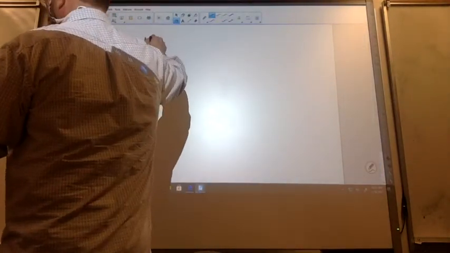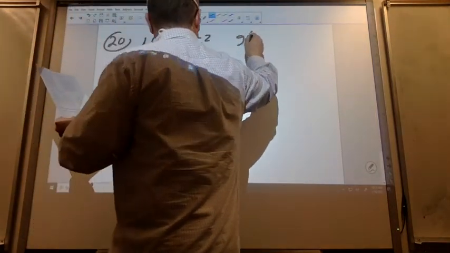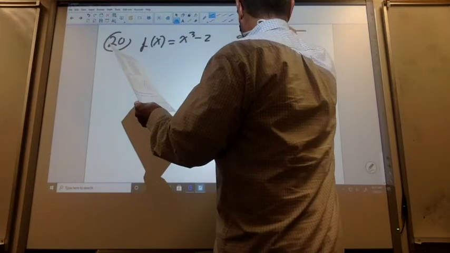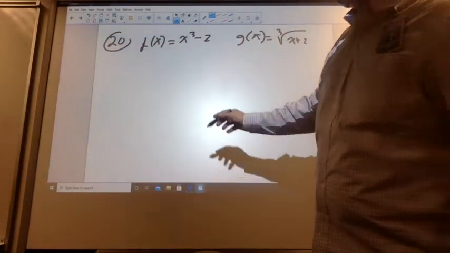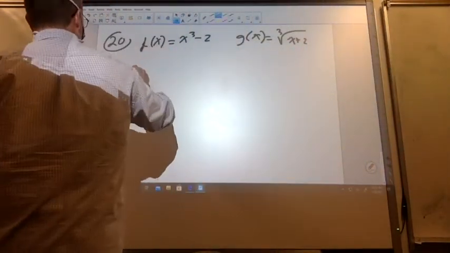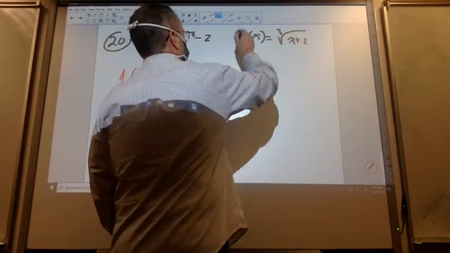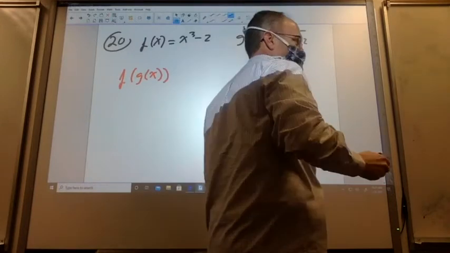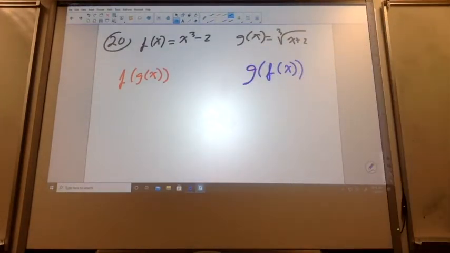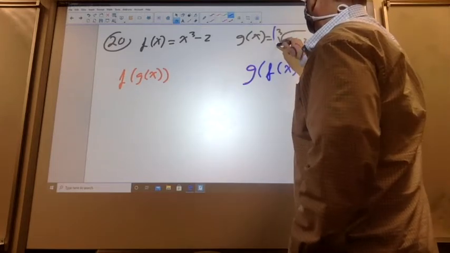We have f of x is equal to x to the third minus 2. g of x is equal to the third root of x plus 2. So what I want to do is I'm going to do over here f of g of x. And over here I'm going to do g of f of x. And if I do that and my result on both comes out to be just x, then you're dealing with inverses. So I'm going to take this one first.